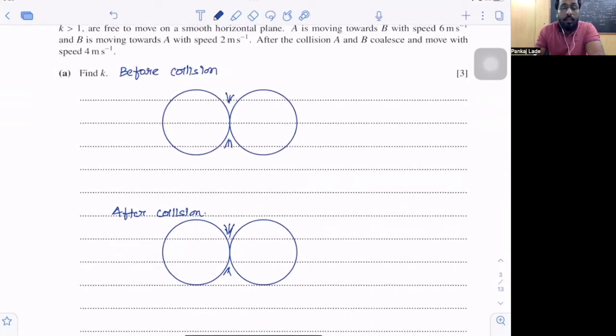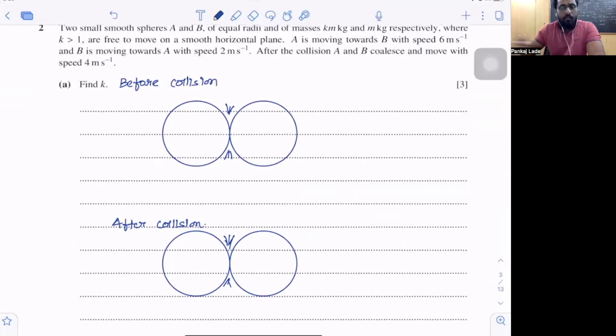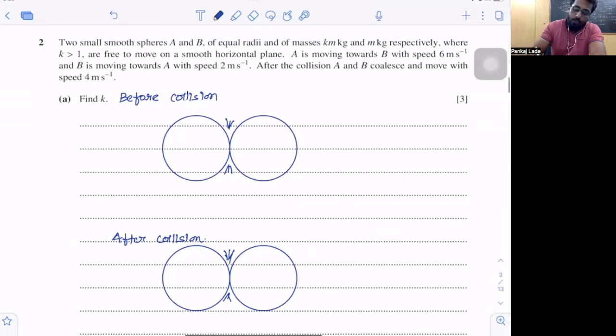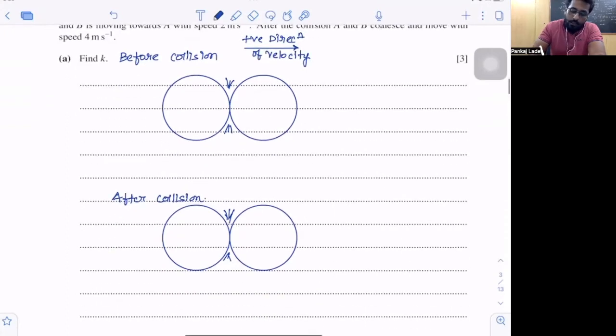Students, you want to clearly indicate which direction of velocity should be considered as positive. So we will go by the convention. Anything which moves right will be taken as positive. So I'm going to take this as the positive direction of velocity. Now this is sphere A, this is sphere B.